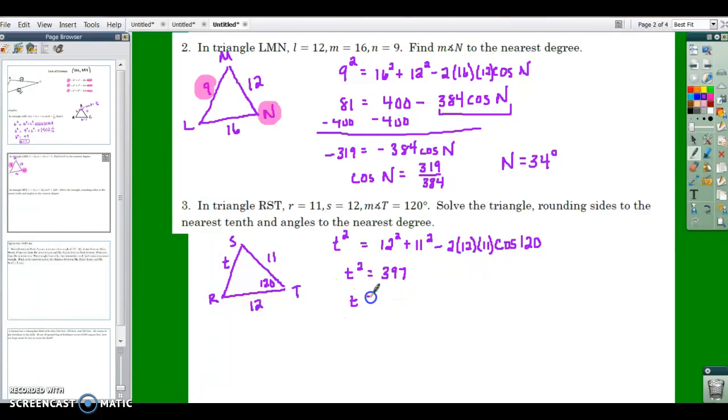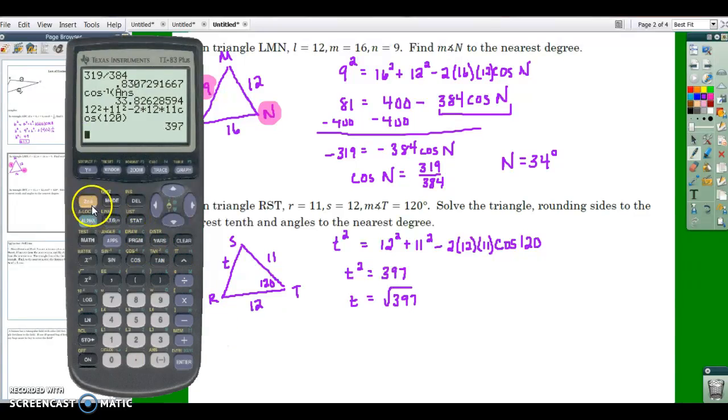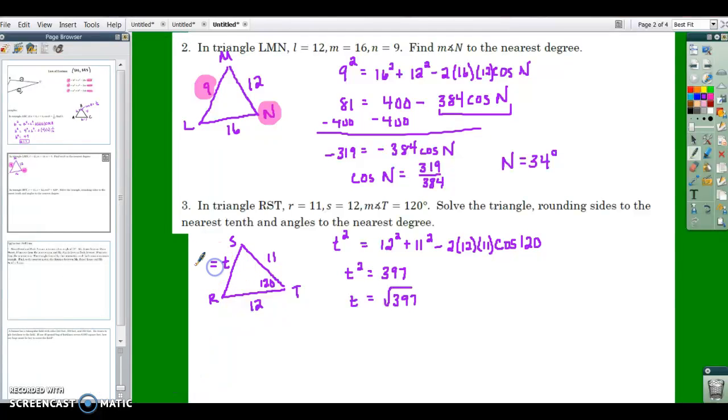So t is going to equal the square root of 397. Okay, that's the exact value. I'll use the exact value when I'm finding the missing angle, but to represent the side, because it says to round side to the nearest tenth, I'll just take the square root of that. So to the nearest tenth, that looks like t is going to be 19.9.